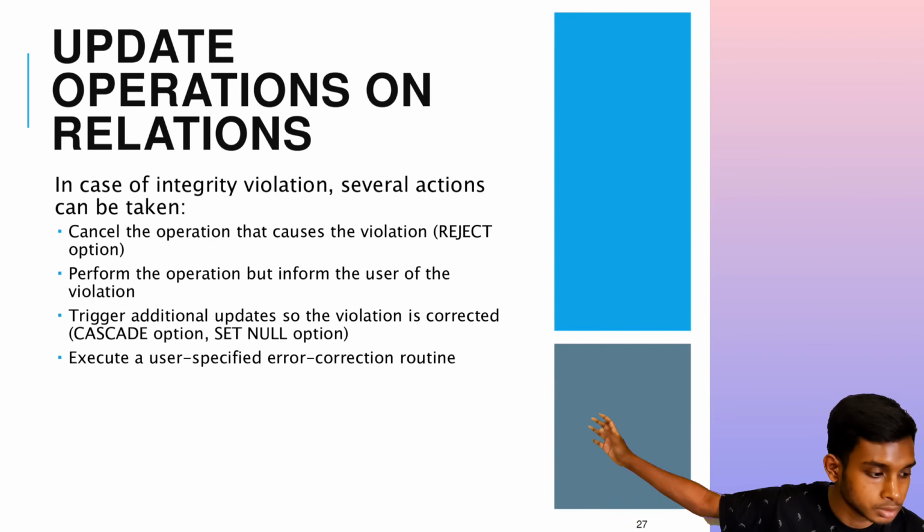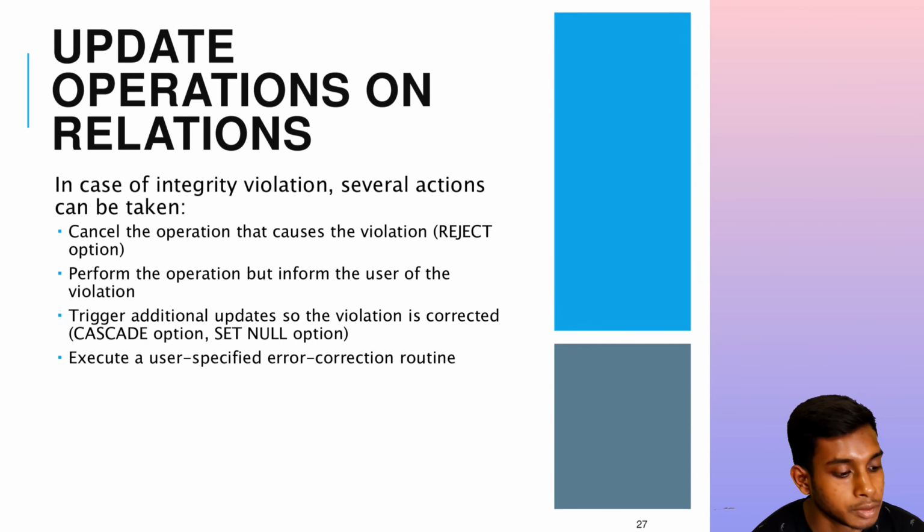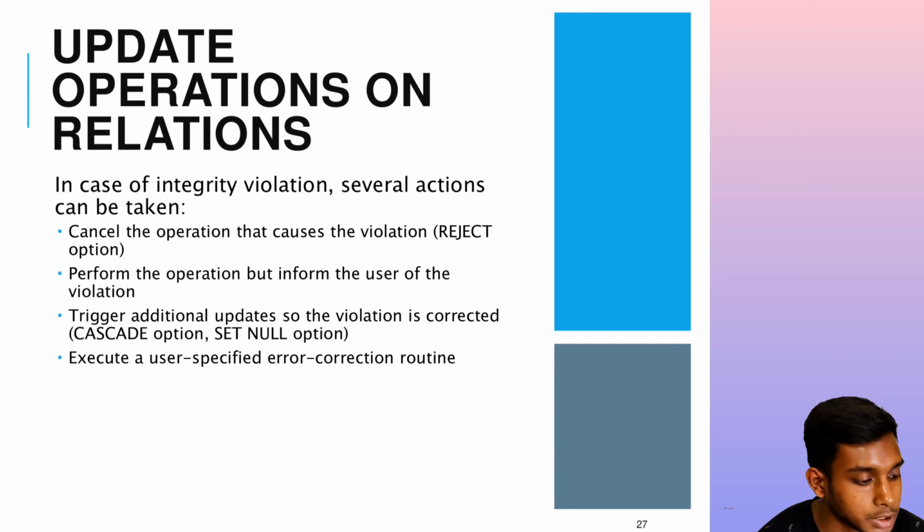Update operations on relations. In case of an integrity violation, several actions can be taken: cancel the operation; perform the operation but inform the user of the violation; trigger additional updates so the violation is corrected, using cascade options or the set null option; or execute a user-specified error correction routine.